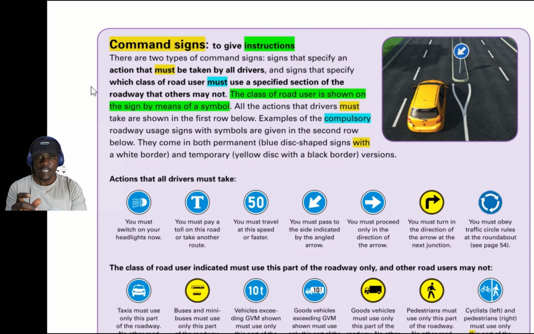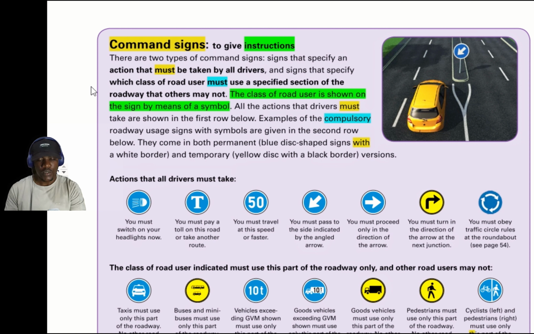Remember that it directs or commands you to do a certain action. So it tells you you must do this. So we can name them as must signs. If you see the command signs, you know that there's an action that you must take or you must do. Those are command signs.